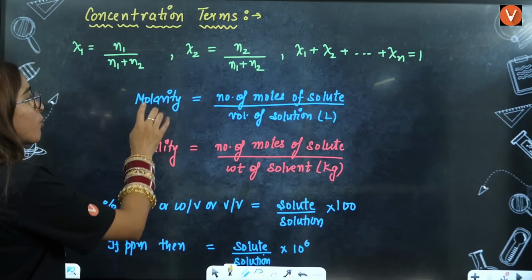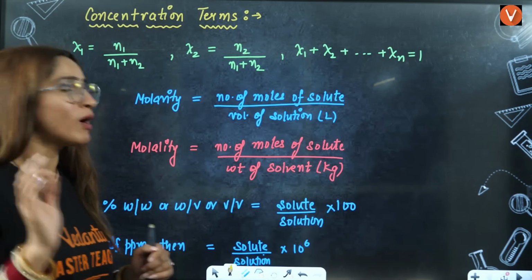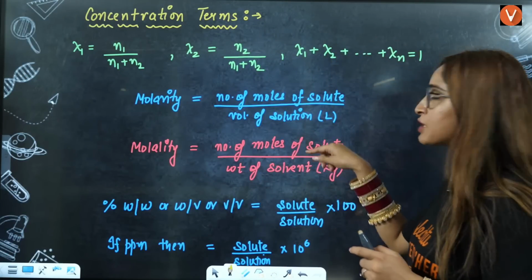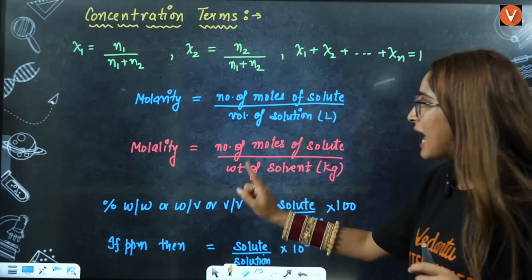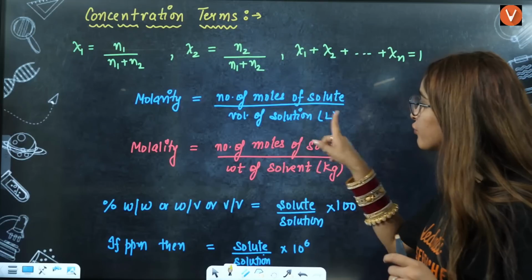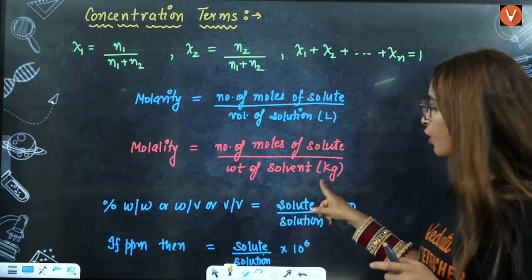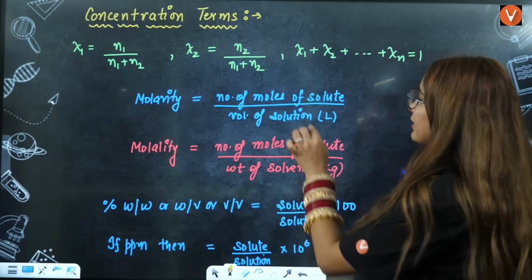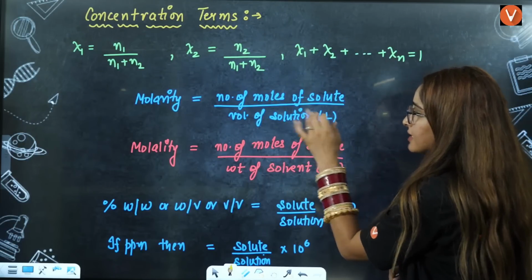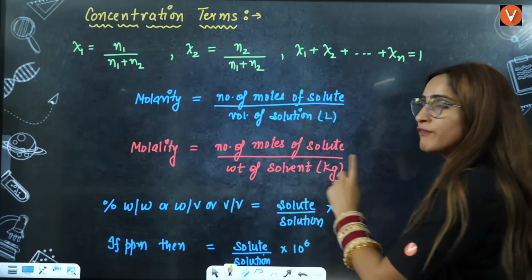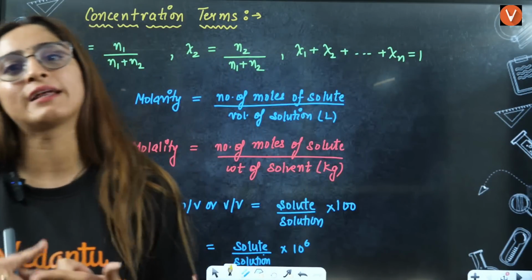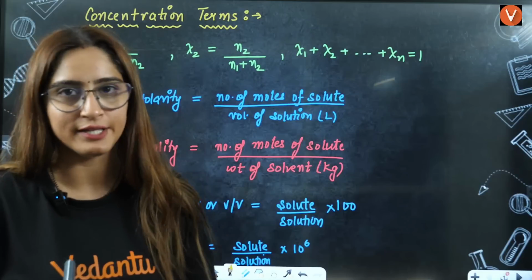Next formula is molarity and molality. What is molarity? Molarity is the number of moles of solute divided by the volume of solution in liters, and molality is the number of moles of solute divided by the weight of solvent in kilograms, right? So the important part is that we take the volume of solution in liters, and here we take the weight of solvent in kilograms. In the rest of the concentration terms, you will take weight in grams and volume in milliliters, right?